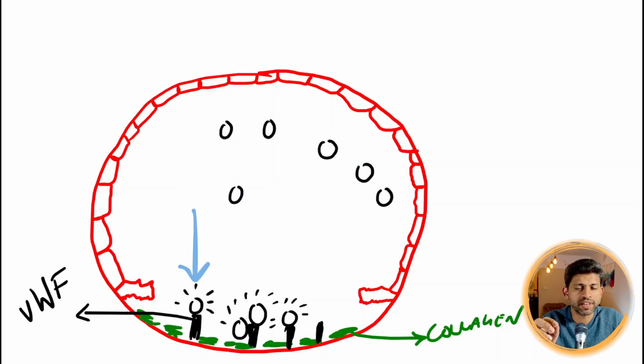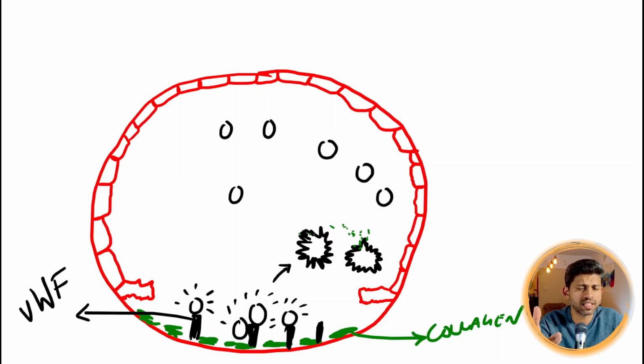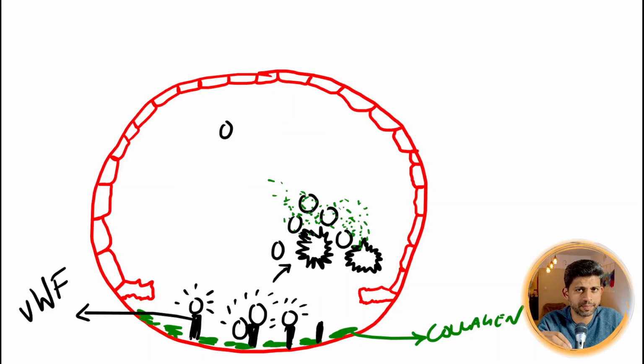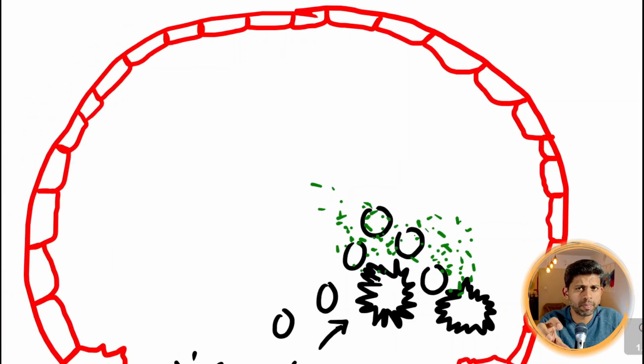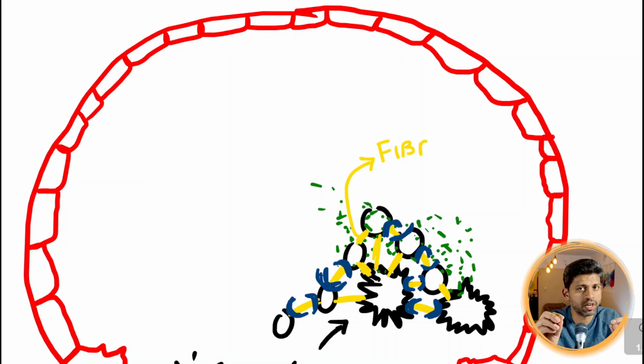Platelets become activated once they adhere to von Willebrand factor. And once activated, they change their shape into spiky spheres and release certain chemicals which attract other platelets to this site. And these multiple platelets are linked together with the help of fibrinogen.